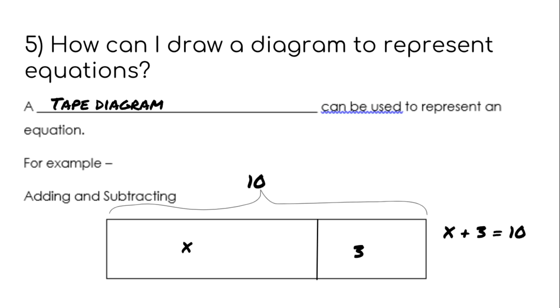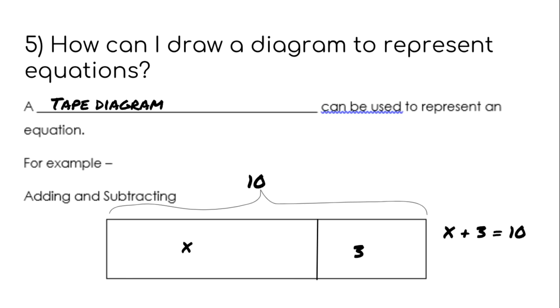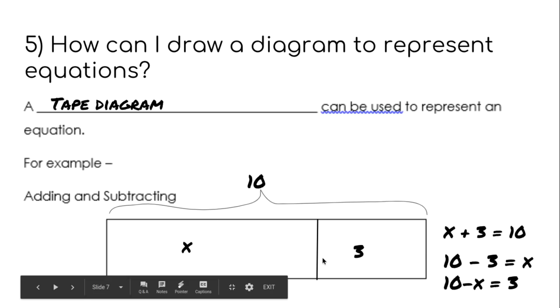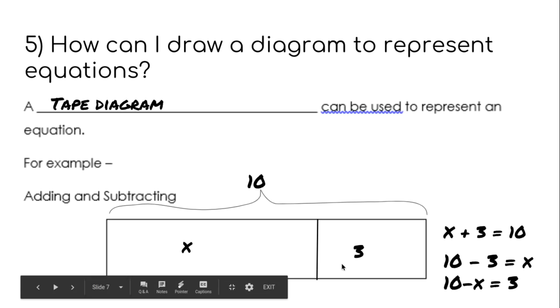So I would put that 10 on the outside with the little bracket to show what it equals. So this equation could be solved by doing 10 minus 3. And 10 minus 3 gives me 7. So I would know that x is equal to 7. So if I have either a plus problem or a minus problem, it's going to look something similar to this.